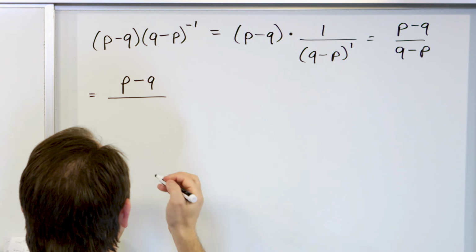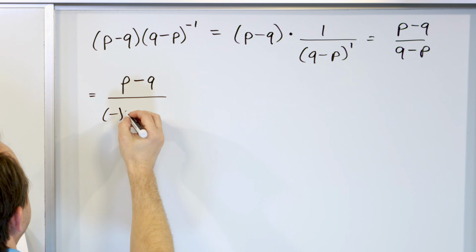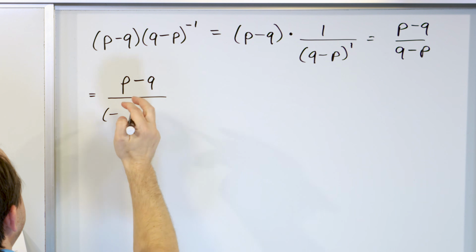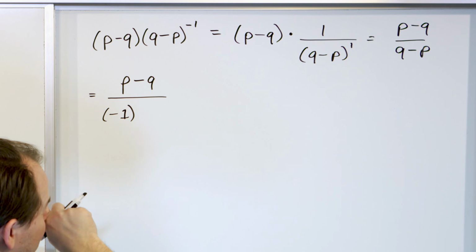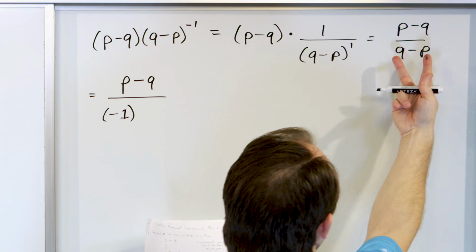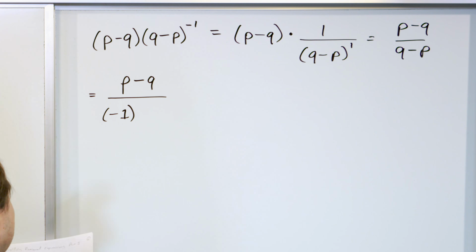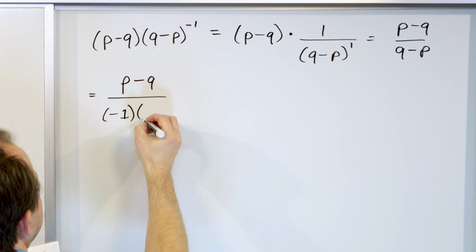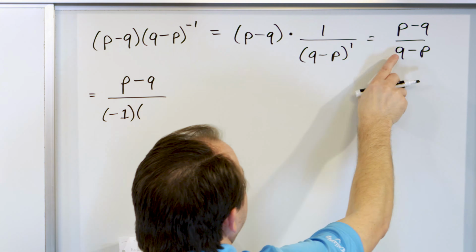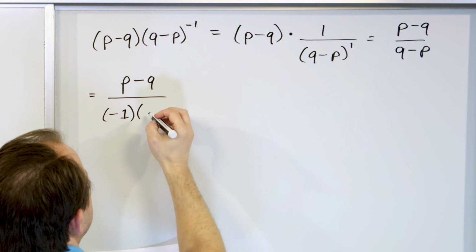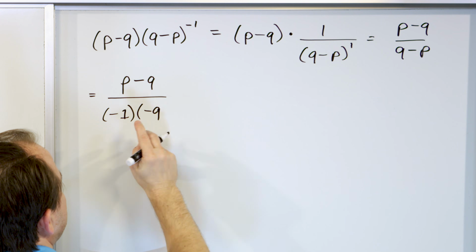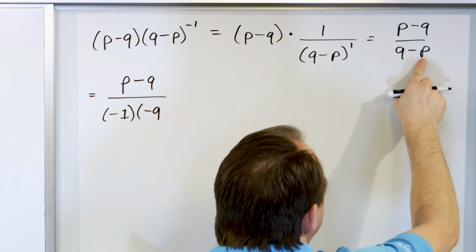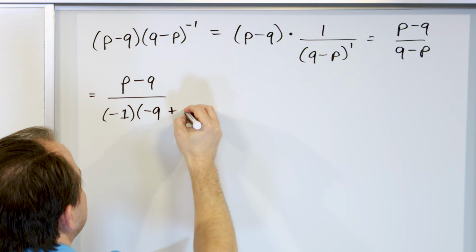However, I can always factor out a negative 1 from anything that I like. It's going to flip the order of these terms around when I do that. Let's see how. If we factor out a negative 1, negative 1 times what will give me positive q? I'll have to make that a negative q. And negative 1 times what will give me negative p? I'll have to make that a positive p.